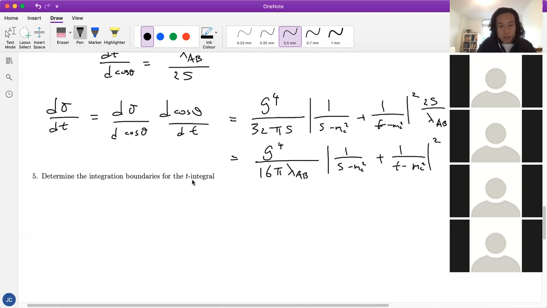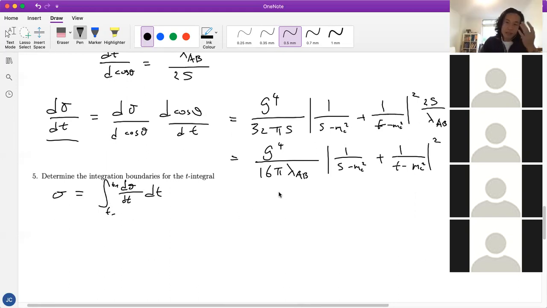Determine the integration boundaries for the t integral. Eventually, when we want to find the cross-section sigma, we have d sigma dt, and we're going to integrate d sigma dt. We have to find the integration boundaries, and that will give us the cross-section. So here we're trying to find what the t integral boundaries will be for the purpose of computing this integral.